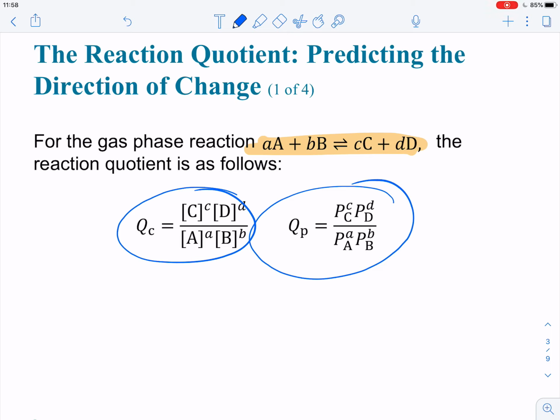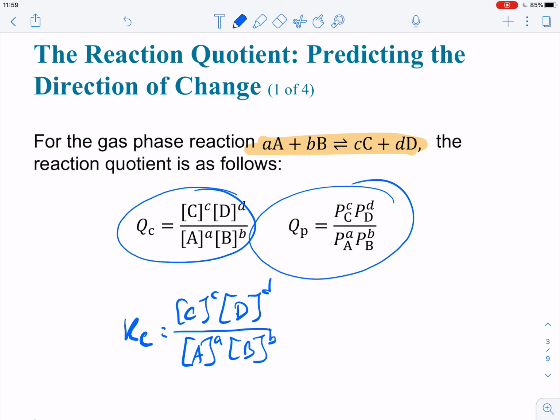And you may be asking yourself, well, that looks awfully familiar, right? And yes, it looks familiar because if you write the equilibrium constant, it is going to be C and D over A and B. And the same goes if you are using the pressures. The expression of the reaction quotient is exactly the same as the equilibrium constant. So you may be asking now, well, then what is the difference?